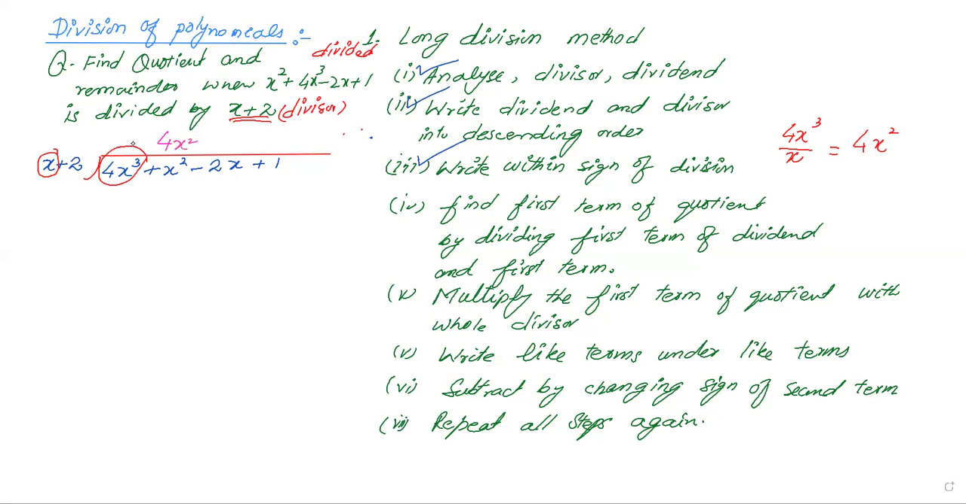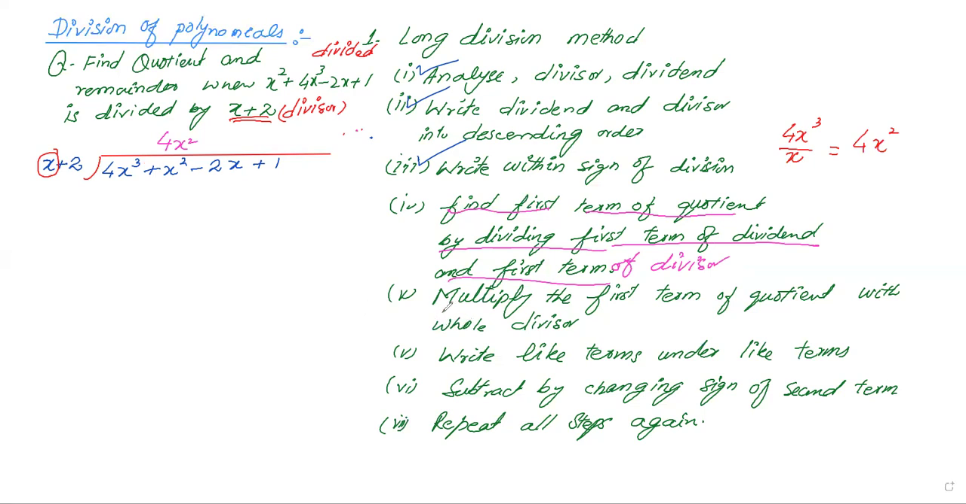At a later stage, you make it short. I will ask, what is the term that when you multiply by this x, the answer is 4x cubed? And then you will say 4x squared. So this step is to find the first term of the quotient. How? By dividing the first term of the dividend by the first term of the divisor. Now we have this one.